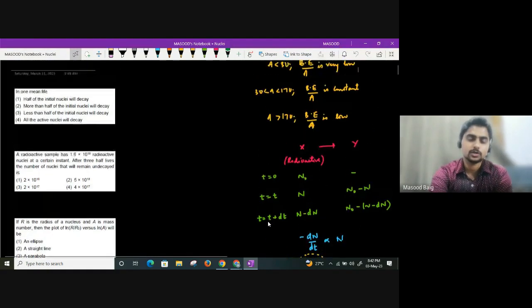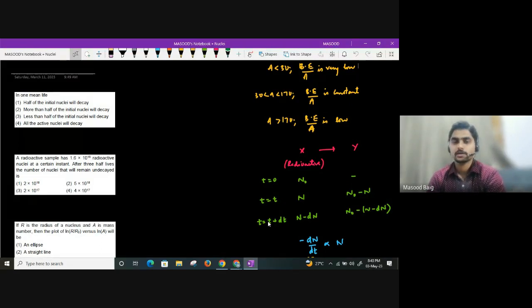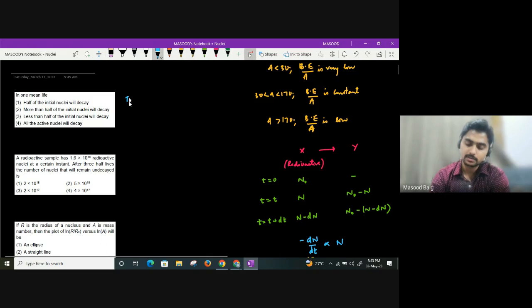Because heavy nuclei have a lower binding energy per nucleon, they are relatively less stable. So in order to attain stability, they will break into two middle mass nuclei. Such a process is called nuclear fission reaction. So what is one mean life, guys? If I consider average life or mean life, both are the same, it will be equal to 1 by lambda, guys. Clear, all of you?